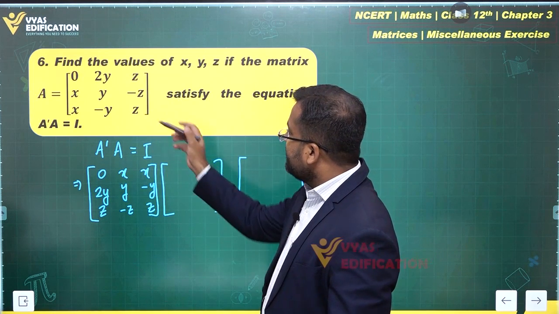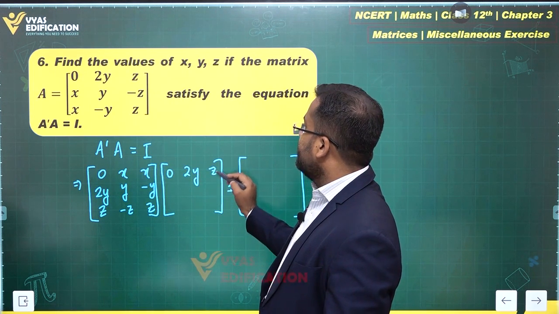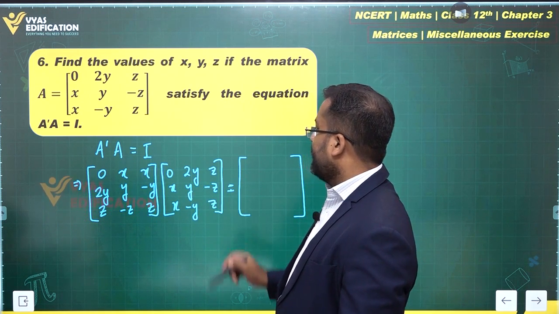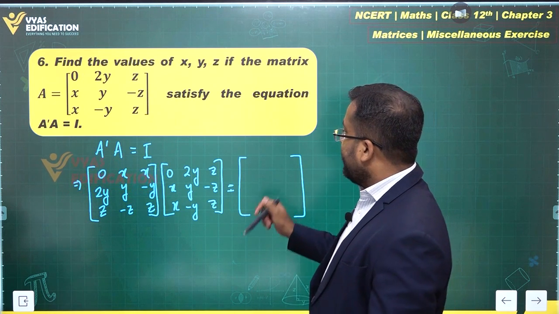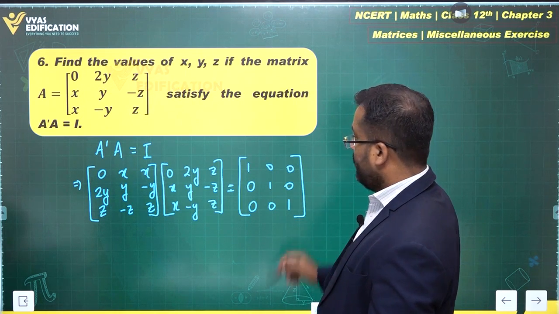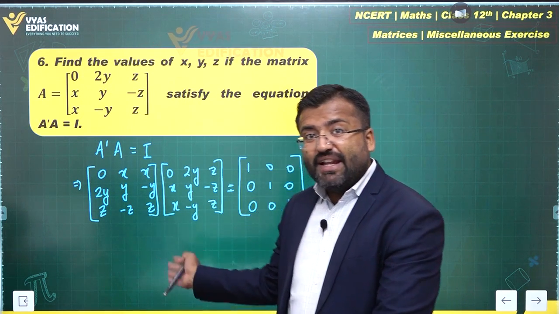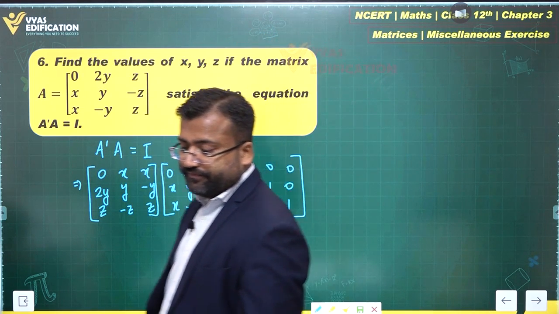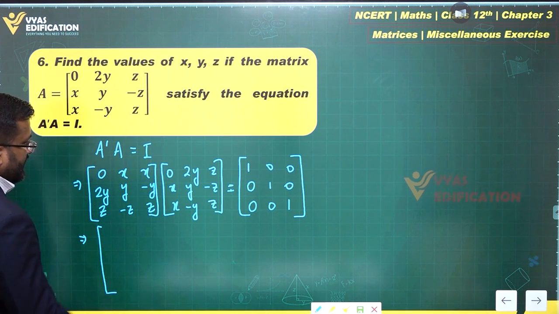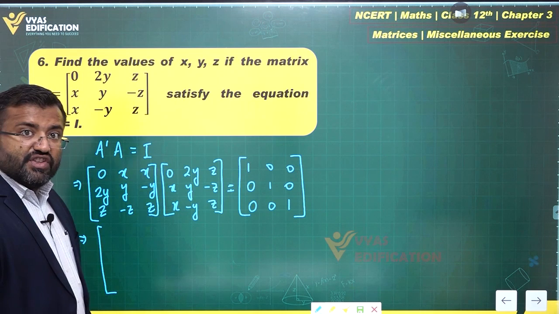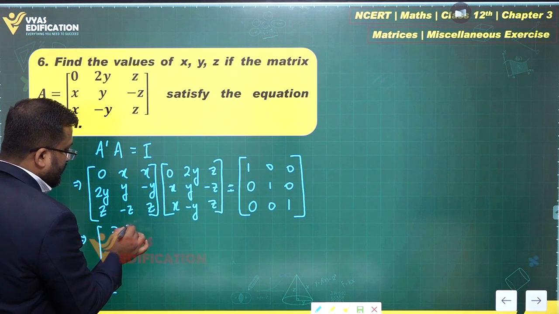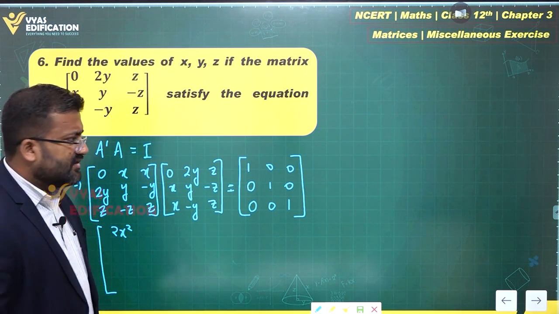Then matrix A will be written as it is: 0, 2y, z; x, y, minus z; x, minus y, z. What next? On the right hand side, you have the identity matrix. Let's find the product and compare each element, and let's see what we get on comparison. The first row gets multiplied with the first column. 0 times 0 is gone. x times x is x square, x square. This becomes 2x square, 0 plus x square plus x square is 2x square, right?